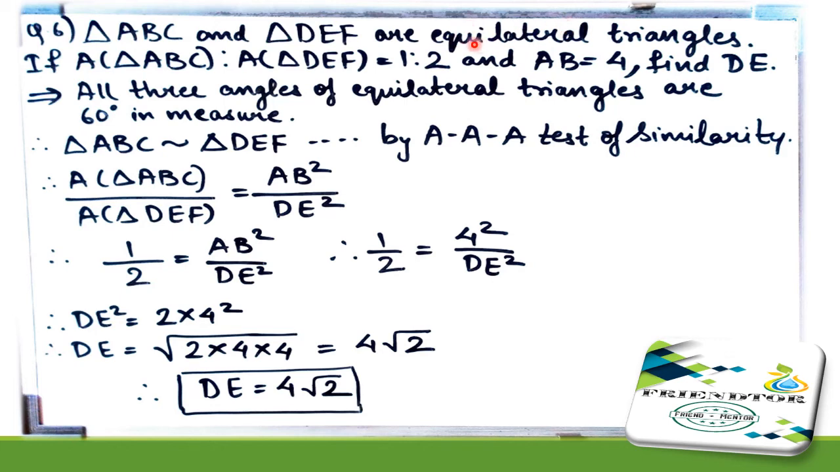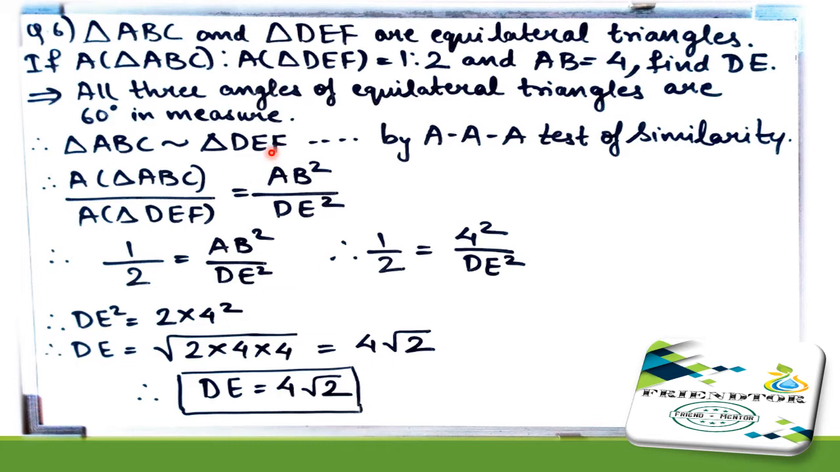So by which test we can say they are similar? All 3 angles of equilateral triangles are 60-degree in measure. So in ABC, angle A is 60, angle B is 60, angle C is 60. Similarly, angle D is 60, angle E is 60-degree, and angle F is also 60-degree. Therefore, all the angles match actually. Not only the corresponding angles, all the angles are matching. So we can choose any corresponding angles and say that angle A is equal to angle D, angle B is equal to angle E, angle C is equal to angle F. And hence by AAA test of similarity, these 2 triangles are similar.